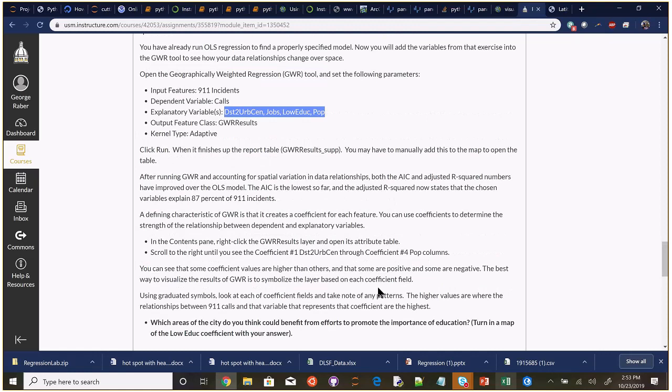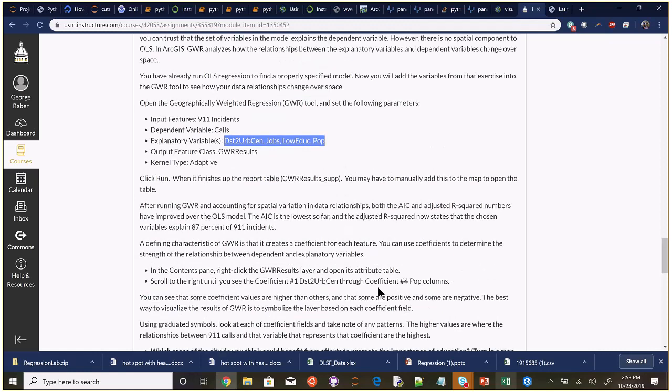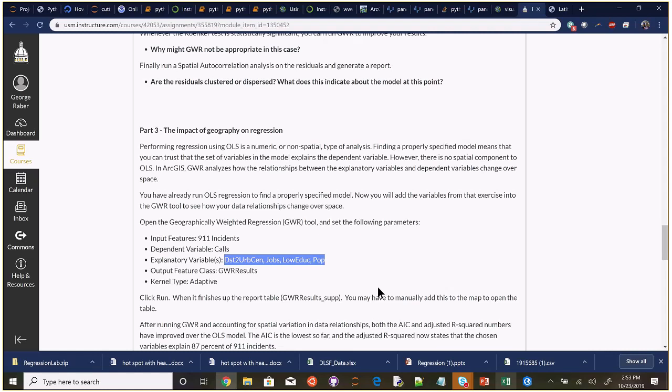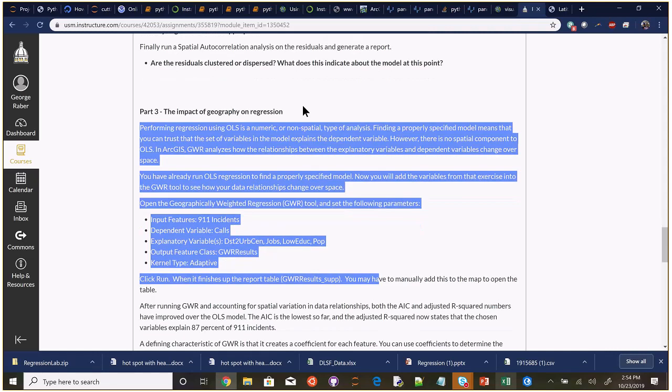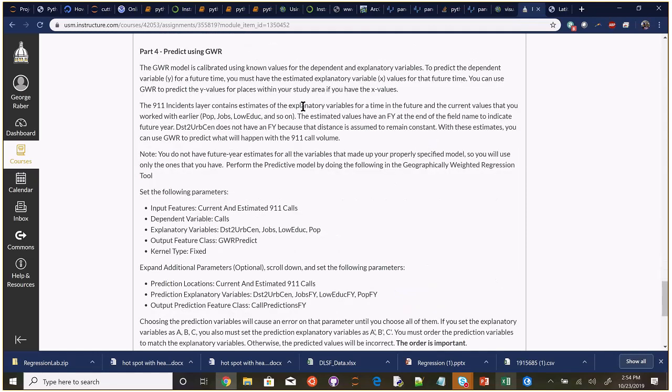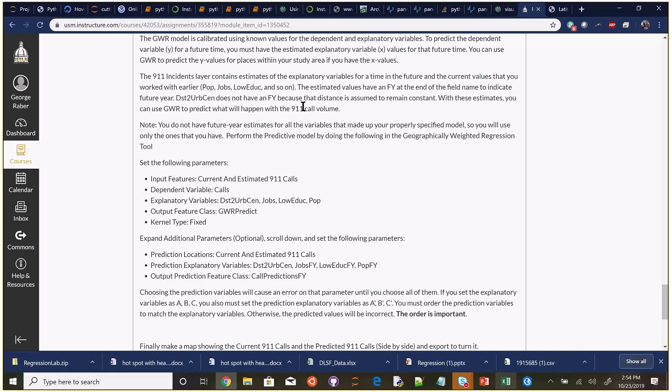So one of the things we didn't do in class, so you're actually going to run 3 models, and one thing we didn't do in class is how we make the predictions using geographic weighted regression. And so this step talks about that, this last one. So part 4 is actually making predictions using geographic weighted regression. So just follow the steps through. If you have any questions, let me know.